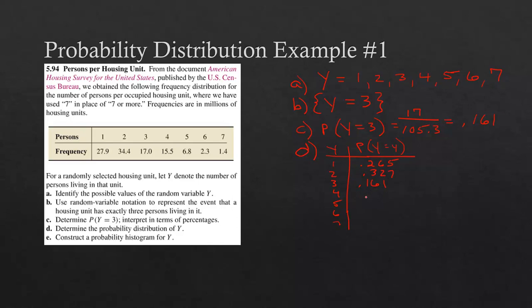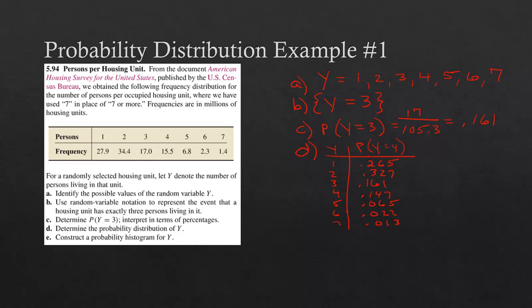And 4 would be 0.147, 5 would be 0.065, 6 would be 0.022, and 7 would be 0.013. Okay, so this would be your probability distribution.